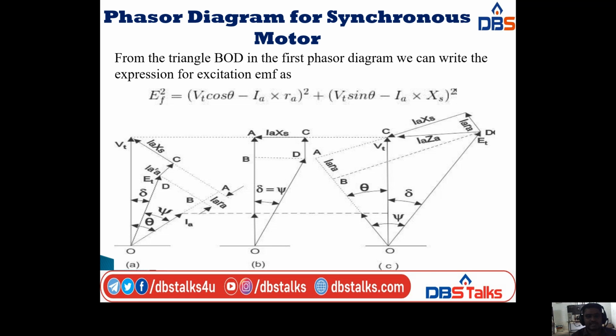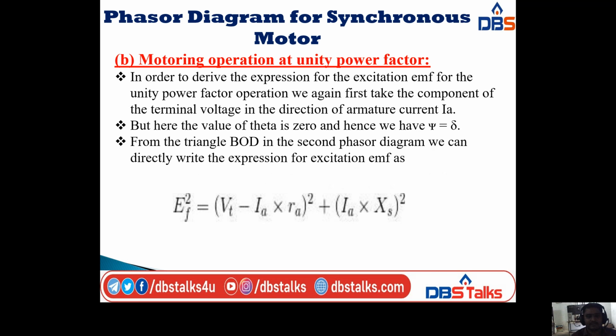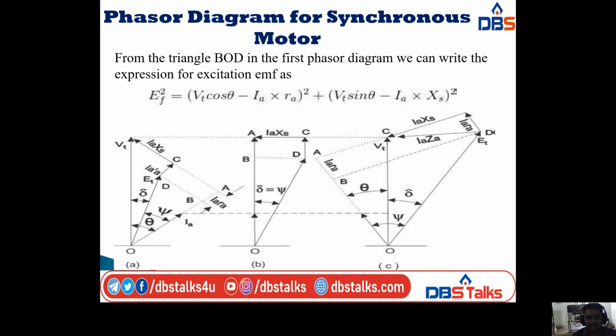Next, coming to the second one, that is motoring operation at unity power factor. In order to derive the expression for the excitation EMF, that is Ef, for the unity power factor operation, we again first take the component of the terminal voltage in the direction of armature current Ia. This is the second diagram. In this one, I am taking the same Vt, that is the reference phasor. It is common to all the three diagrams.